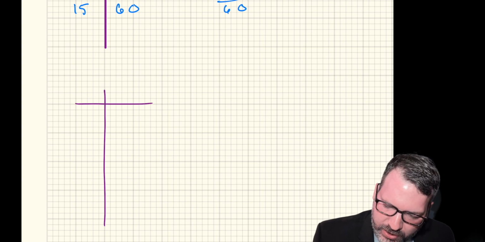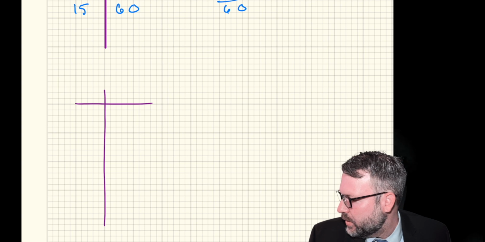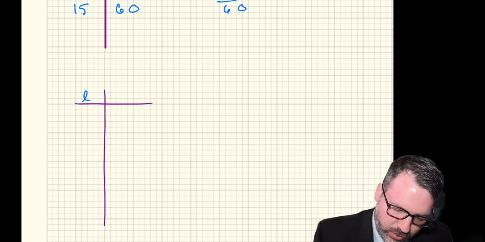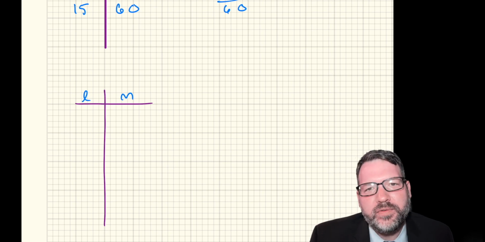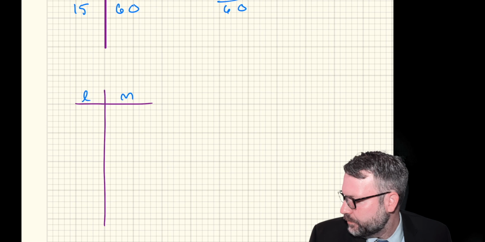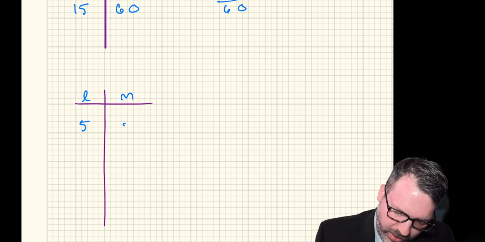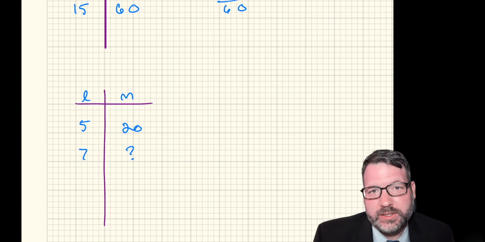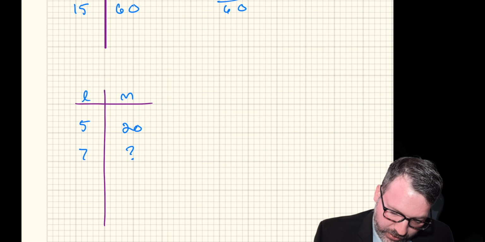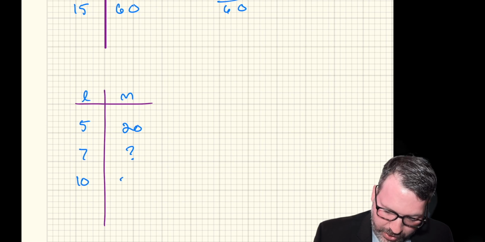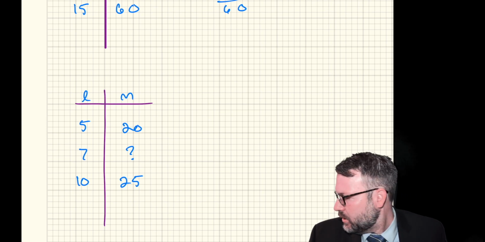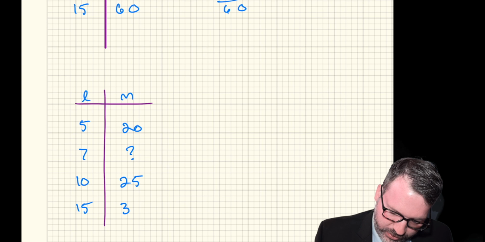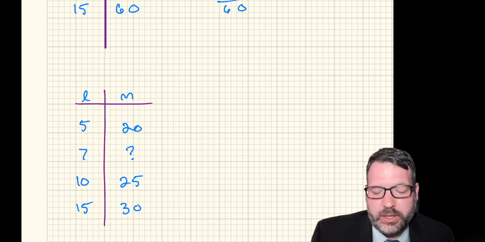And this time we've got inputs, outputs of L versus M. And so we want to express the rule that finds the value of M when L is 7. So when L is 5, M is 20. When L is 7, we don't know what M is. That's our job right now. When L is 10, M is supposed to work out to 25. And then when L is 15, yes, M works out to 30. What do we think is going on here?